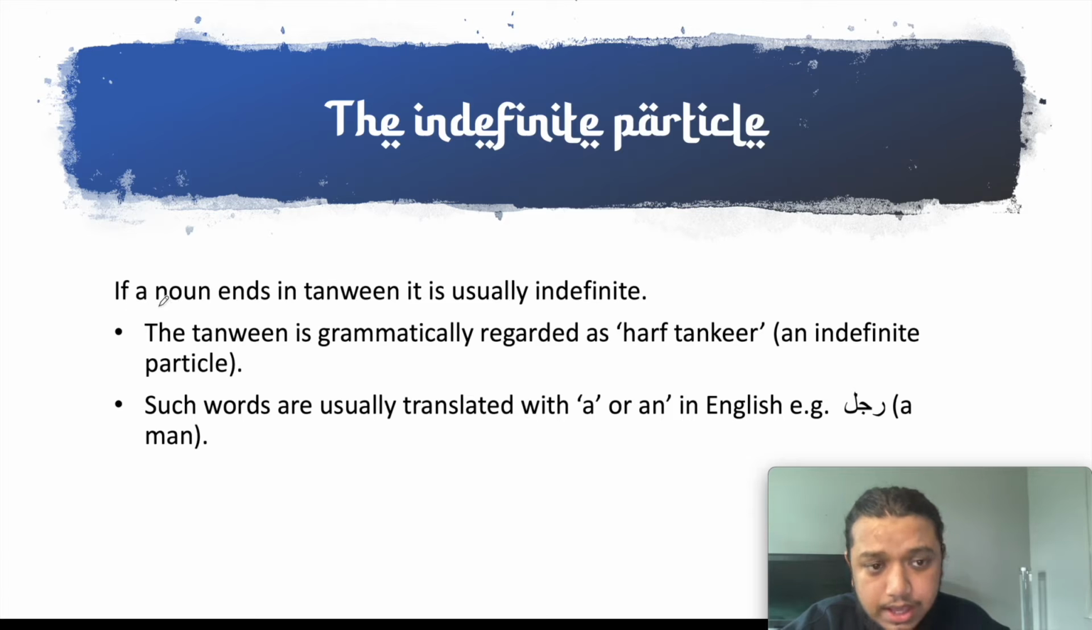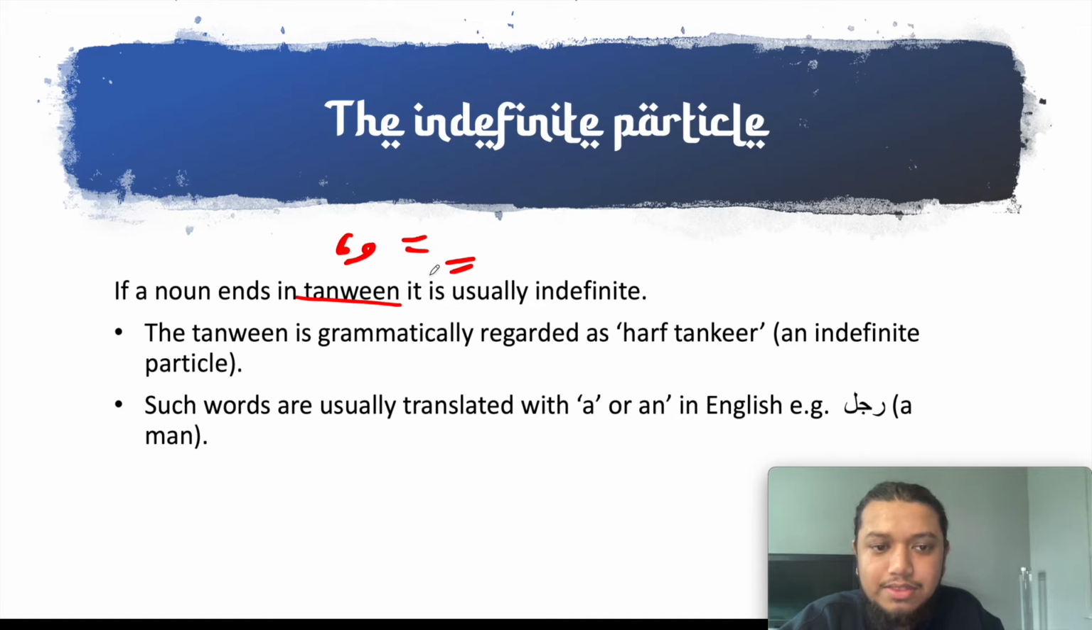We will proceed now. If a noun ends in a tanween, it is usually indefinite. Remember, a tanween is when we have two fathas, two dhammas, or two kasras. Well, to be specific, here is two dhammas, two fathas and two kasras. This is usually indicative of indefiniteness. Therefore, if a noun ends in tanween, it is usually indefinite. And as we said, a noun is an ism. So just to recap, what does this mean? If an ism ends in tanween, it is usually indefinite.